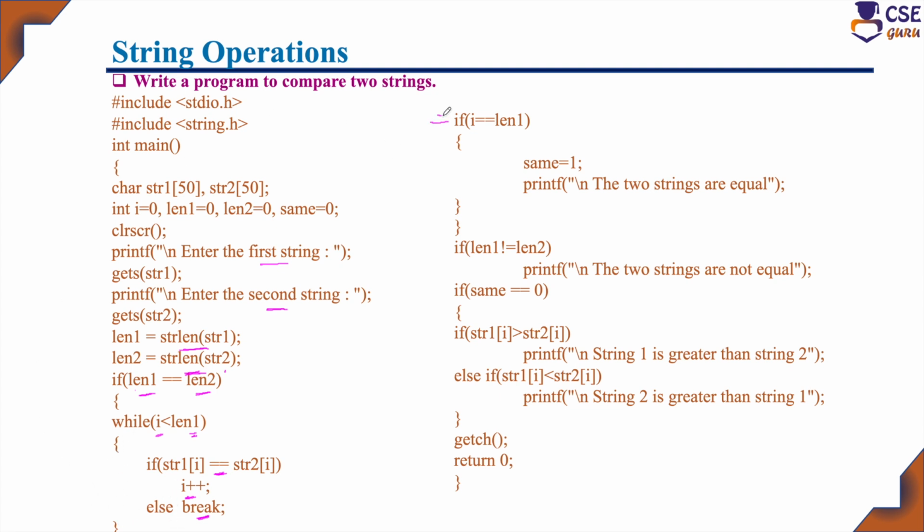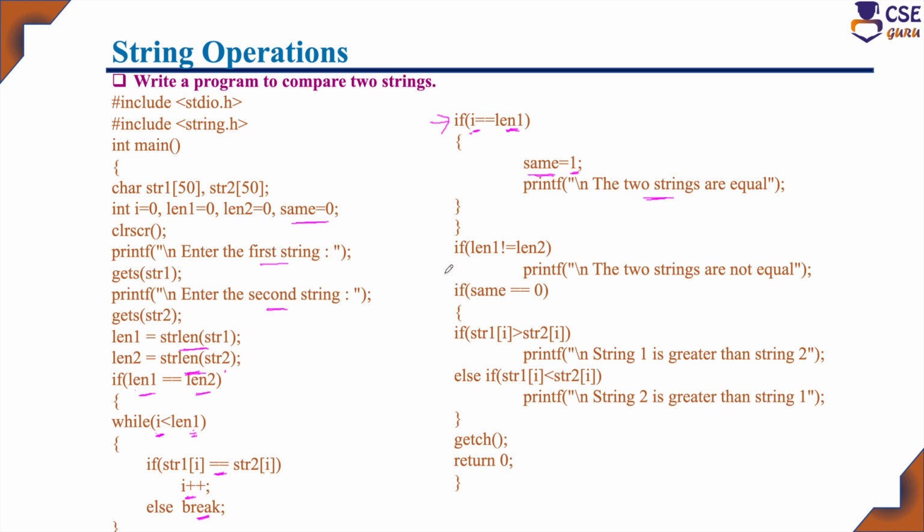Then here you need to check the i value we find from the while loop. If i is equal to length 1, here i is less than length 1 while you are comparing. Suppose i is equal to length 1, then you need to update the same value as 1. Here the same value is initialized as 0. Updating it to 1 means both the strings are equal, that is, this i value equals the length of the first string.